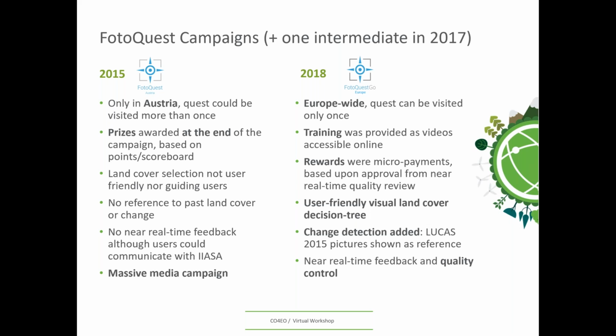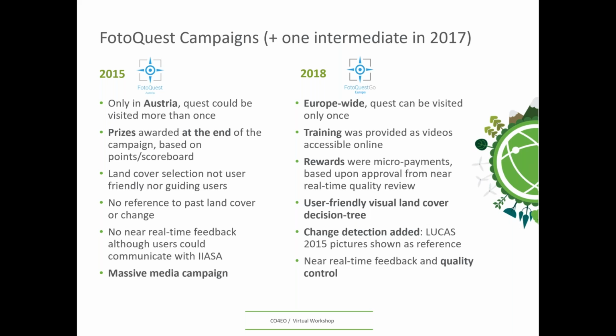So it became PhotoQuest Go, also Go because of Pokemon Go, trying to take advantage of the developments in that area. And it was then PhotoQuest Go for Europe. We added a lot more training videos, so we understood that people needed to learn more about land cover and land use in order to be able to identify it. And we changed the incentives, and this is partly because this was part of a project to understand what incentives work with citizen science and crowdsourcing. So we changed the gamification side from points to micropayments, and I'll explain what that is in a minute.